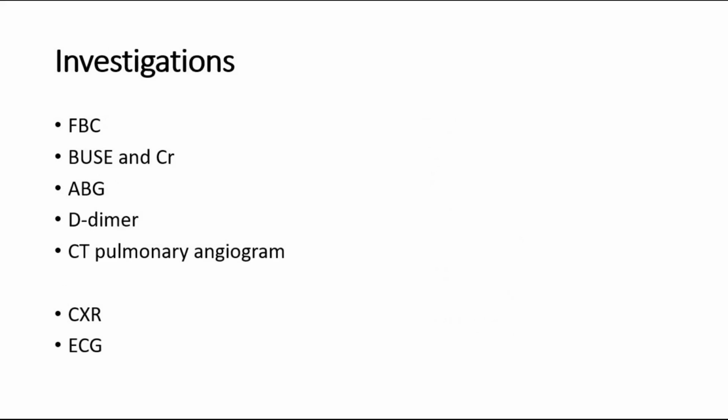For investigations, we can do blood tests like full blood count, urea and creatinine, and also arterial blood gas analysis, which may show reduction in both PaO2 and PaCO2. D-dimer is one of the tests for pulmonary embolism. And this D-dimer test is only performed in those patients without a high probability of pulmonary embolism. If the D-dimer test is negative, it excludes pulmonary embolism with those with low or intermediate clinical probability. This one I will explain more about later on, where there is a scoring system for this pulmonary embolism.